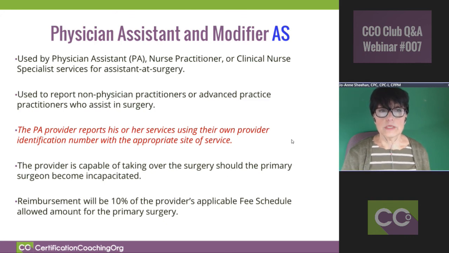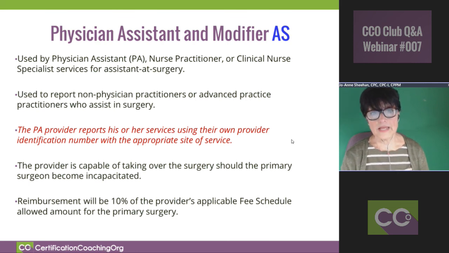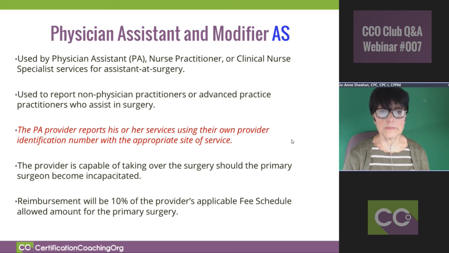So the AS is used by physician assistants, nurse practitioners, and clinical nurse specialist services for assistant at surgery. It's used to report non-physician practitioners or advanced practice practitioners who assist in surgery. This is very important. The PA provider, the physician assistant provider, reports his or her services using their own provider ID number with the appropriate site of service. Okay, so if it's in the hospital, that NPI number would be linked. Okay, now the provider is capable of taking over the surgery should the primary surgeon become incapacitated.